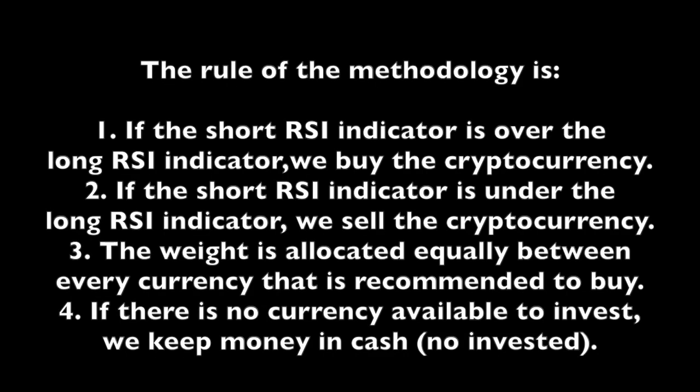The rules of the methodology are as follows. One, if the short RSI indicator is over the long RSI indicator, we buy the cryptocurrency. Two, if the short RSI indicator is under the long RSI indicator, we sell the cryptocurrency. Three, the weight is allocated equally between every currency that is recommended to buy. Four, if there is no currency available to invest, we keep the money in cash, not invested.